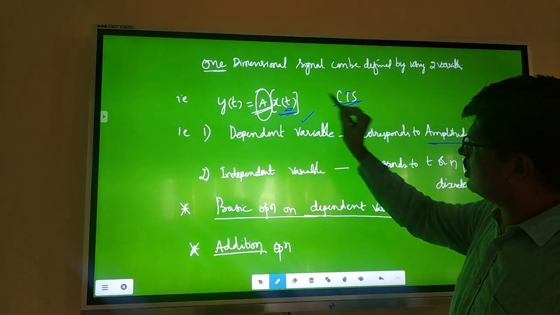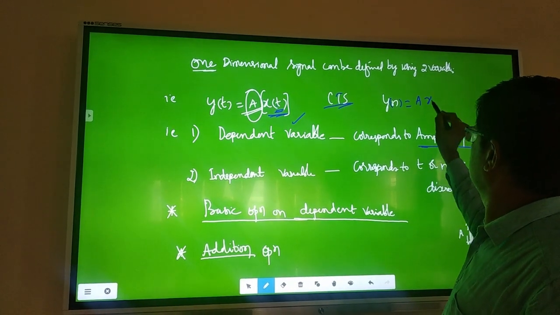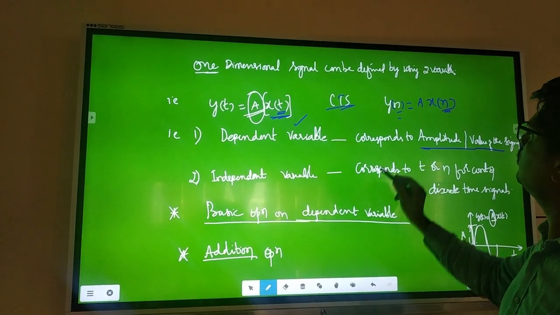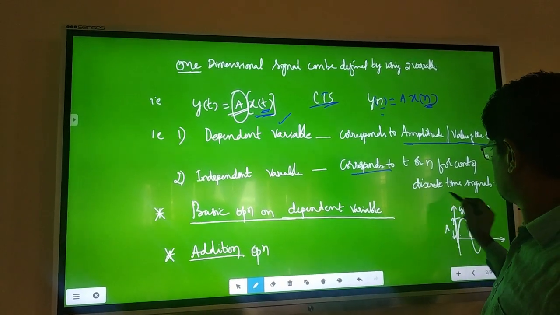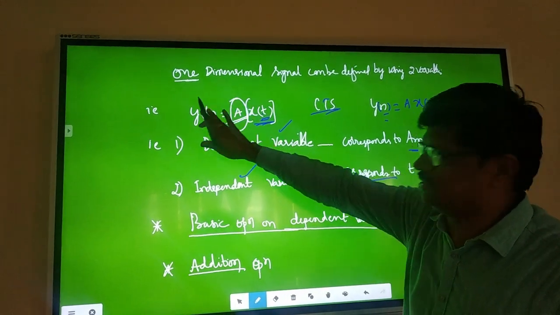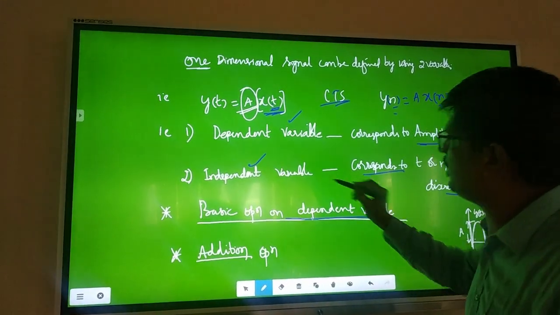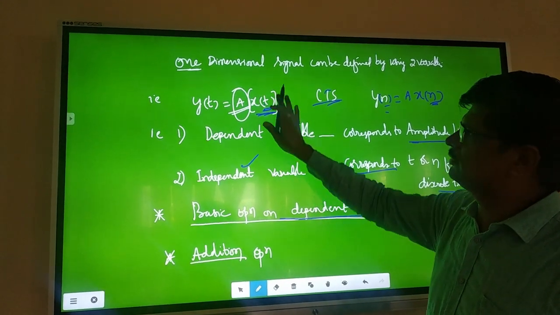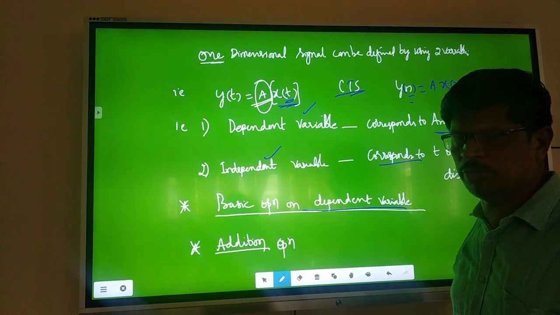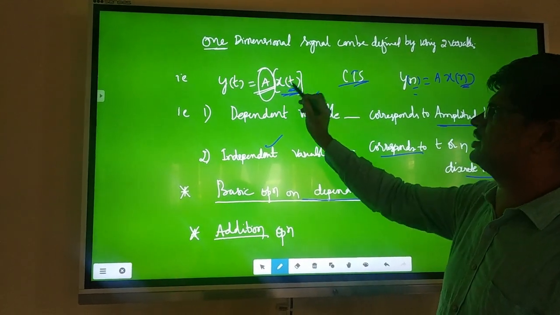Here it is t if it is a continuous time signal. If it is a discrete time signal, the same is y of n equal to a into x of n. Here n corresponds to the independent variable. This changes independently. Now let us see basic operations which we do on the dependent variable only, the full variable, for example x of t with amplitude. What operations can we do? Later, we will see the basic operations done on the independent variable, that is inside.